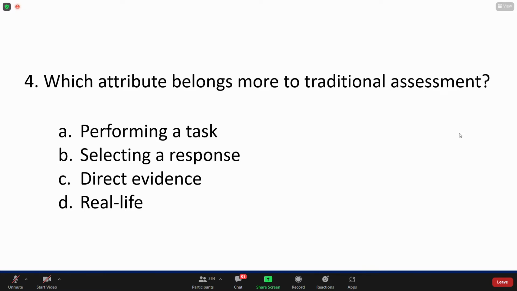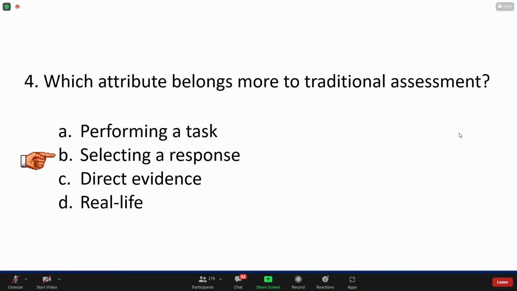What is your answer, class? Ayan, may sumagot ng B. May sumagot ng C. So actually, the traditional assessment, di ba, is choosing a response or selecting a response. So performing a task, direct evidence and real life can be belonging to more of the performance, which could be attributed to authentic assessment.